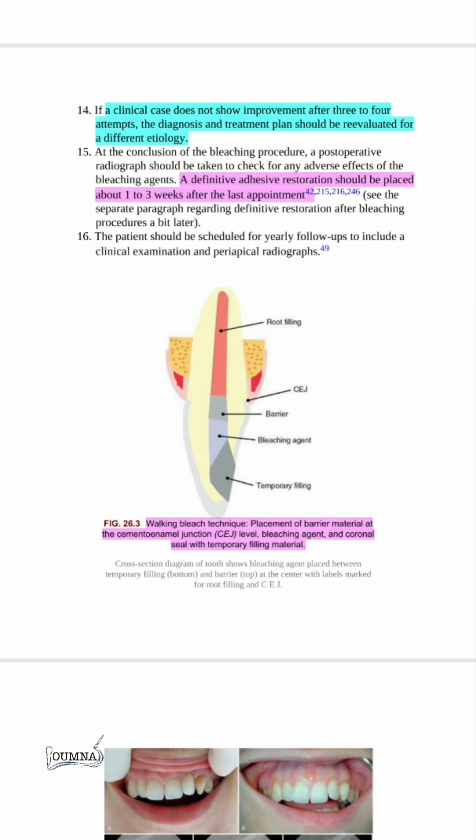After reaching the desired color, we should wait for 1 to 3 weeks before we apply the final restorative material, because this material affects the bonding and the polymerization of the resin cement. If you did not see any improvement after 3 to 4 attempts, we should reevaluate the treatment plan and see if there are any other procedures that can be done.